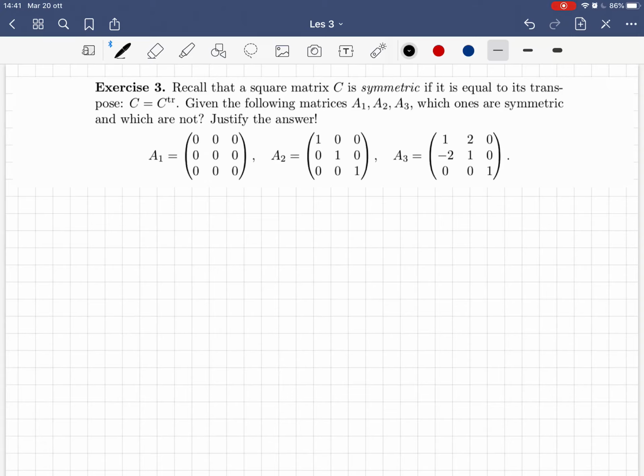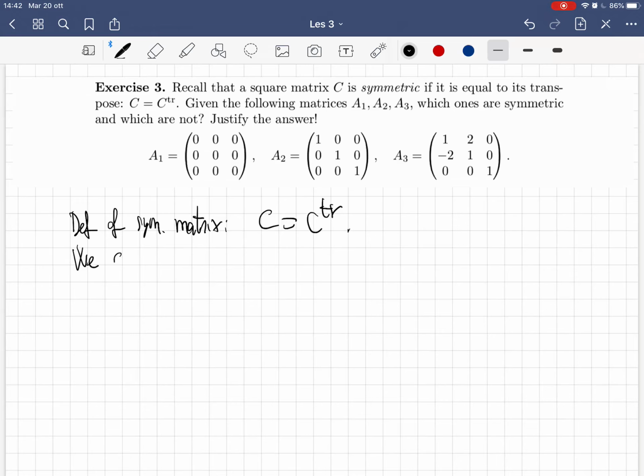The last one. So recall that a square matrix C is symmetric if it's equal to its transpose. Given the following matrices, which ones are symmetric and which are not, and we have to say why. So the definition here of symmetric matrix is that yes, it's equal to its transpose.